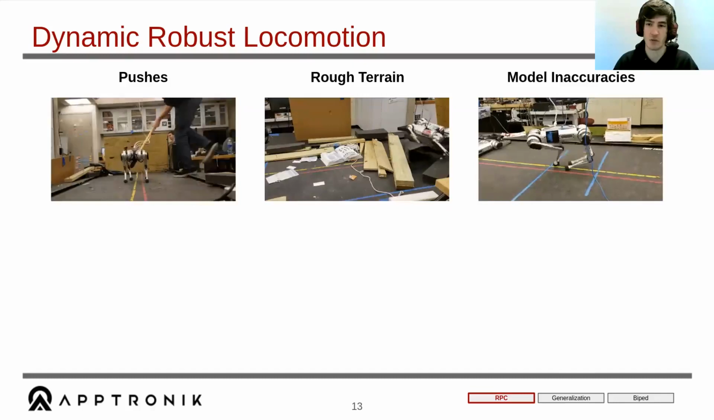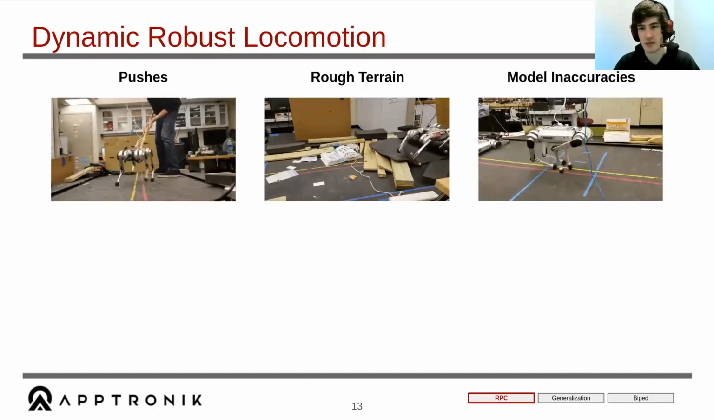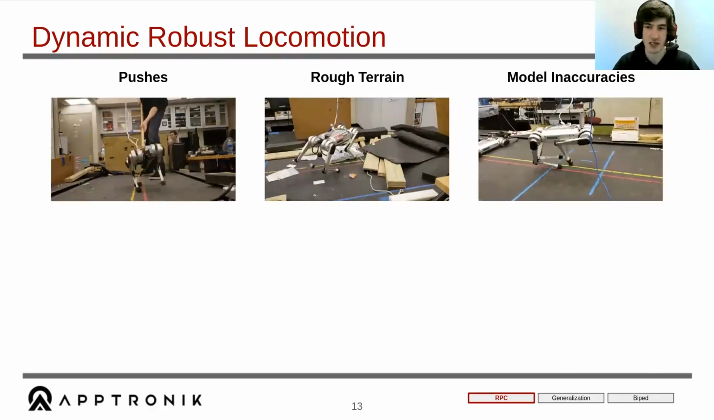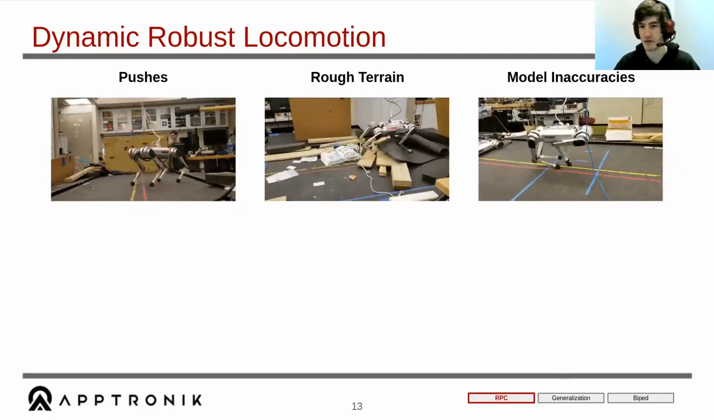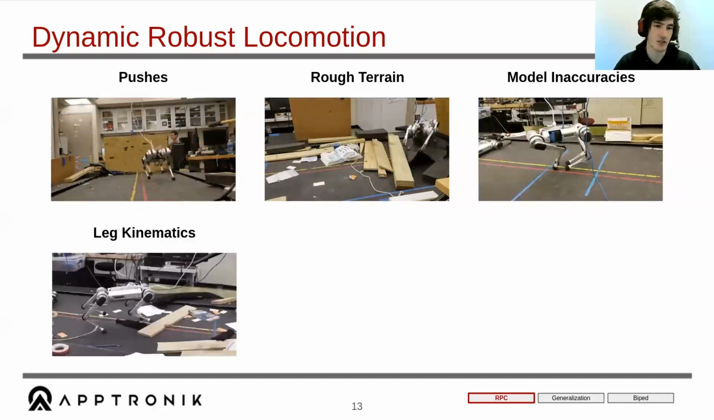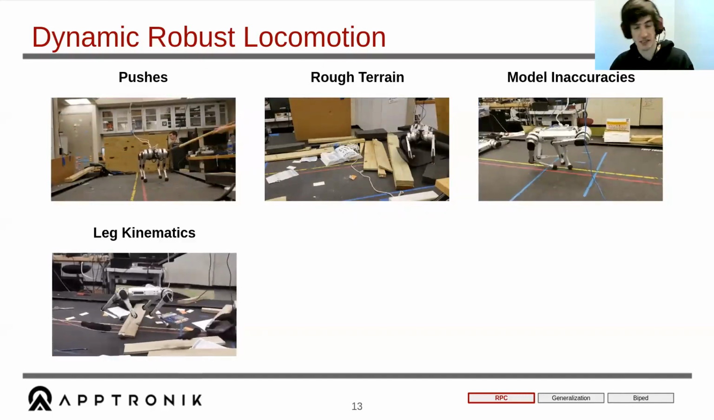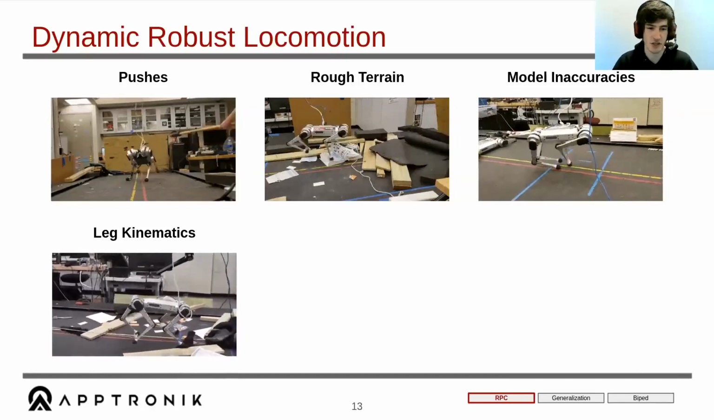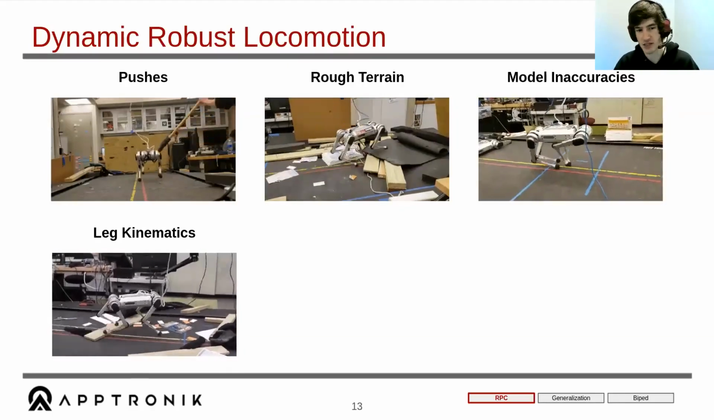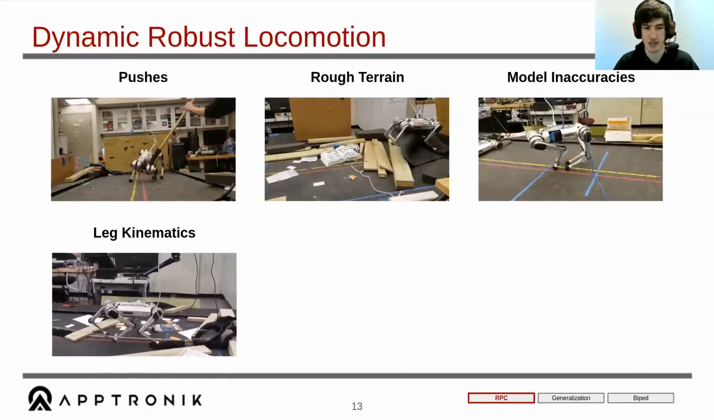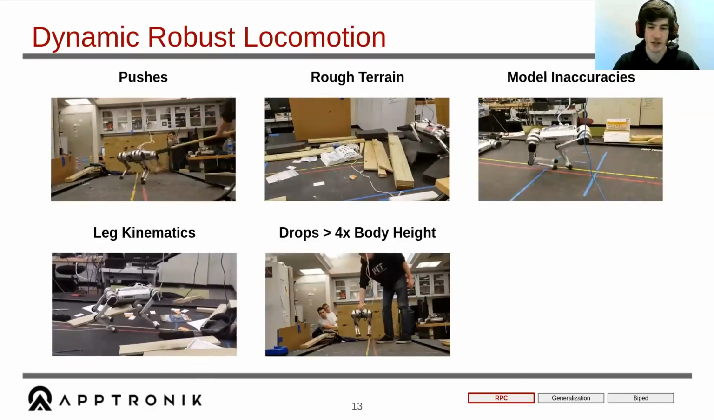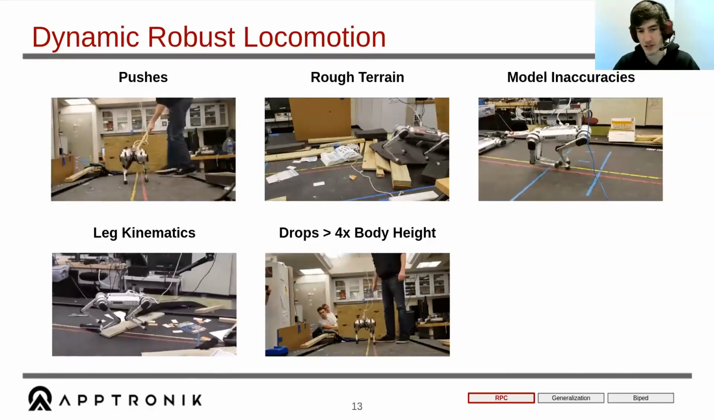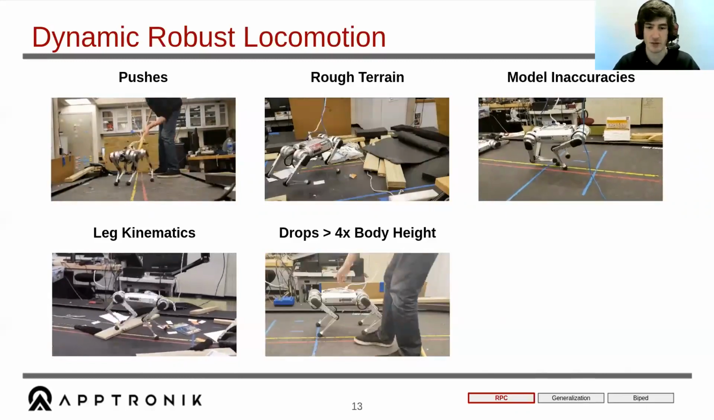It was also pretty robust to model inaccuracies. In this case, I'm telling it that the model of the robot is much smaller than the robot actually is, and it's able to walk around even with its feet very close to itself. As I mentioned before, it's independent of the actual kinematics of the robot. So I was able to flip the leg and the robot's able to walk around all the same as I pulled on the leg. It was also robust to drops from very high altitudes, or at least for the robot.